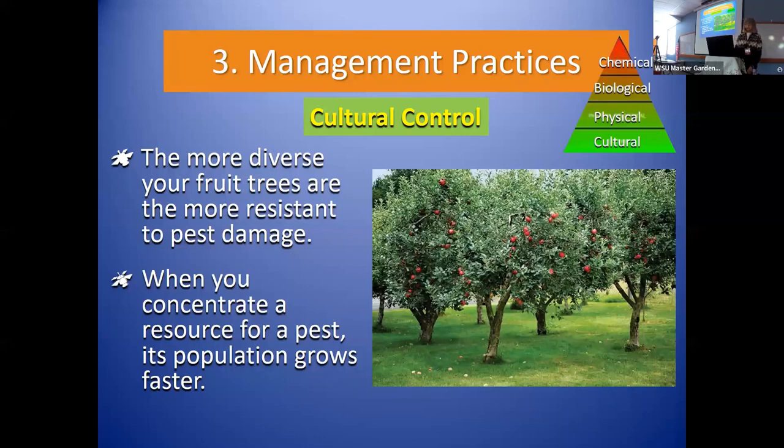Something else to think about is that the more diverse your fruit trees are, the more resistant to pest damage. So if you only have apple trees, then you will be gathering the pests that will feed on apples. So you're concentrating a resource for a pest, and that population is going to grow.